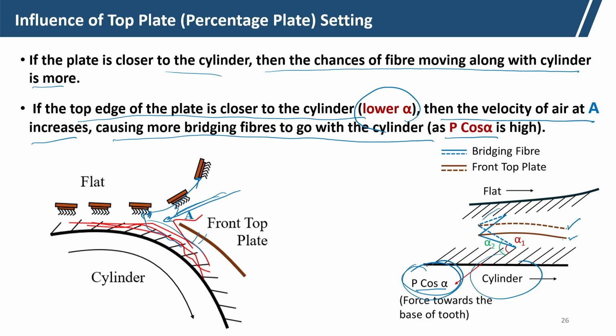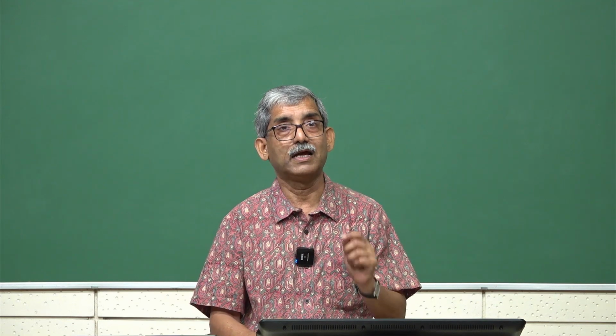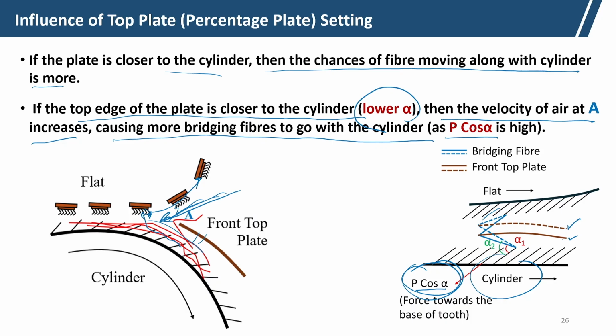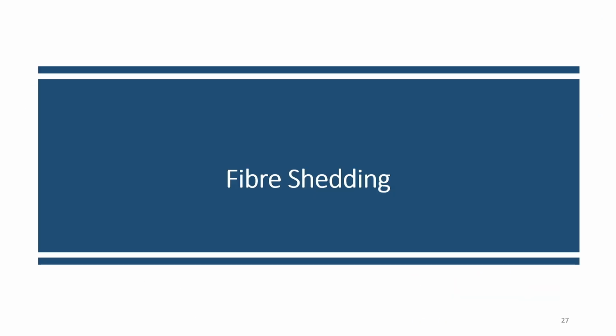So, the fiber loss will be less, and air velocity is increasing also here. Air velocity increasing means the fiber will be pushed towards the cylinder surface from the flat surface. So, both these functions come into the picture, which helps in reducing the fiber loss, and bridging fibers are typically long fibers. So, long fiber loss will be there. So, setting is extremely important here.